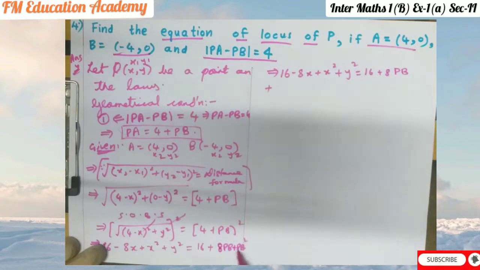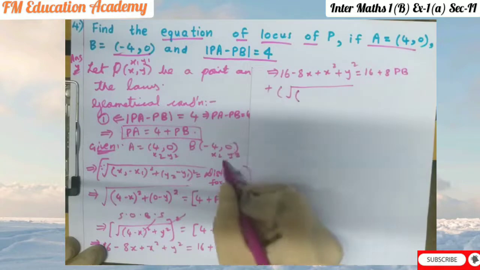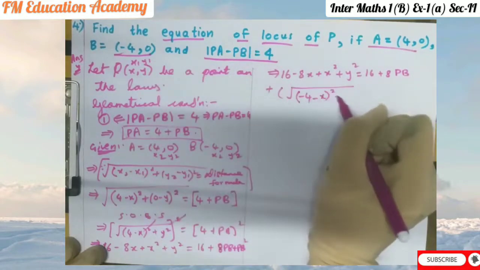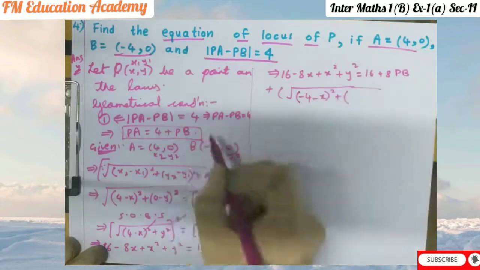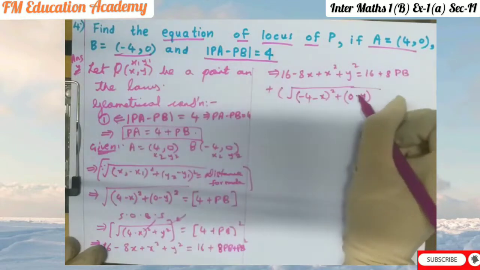What is PB square? Root of (x2 minus x1), x2 we have considered as minus 4, minus x1 we have considered as x, whole square, plus (y2 minus y1) whole square. y2 here is 0, minus y whole square.